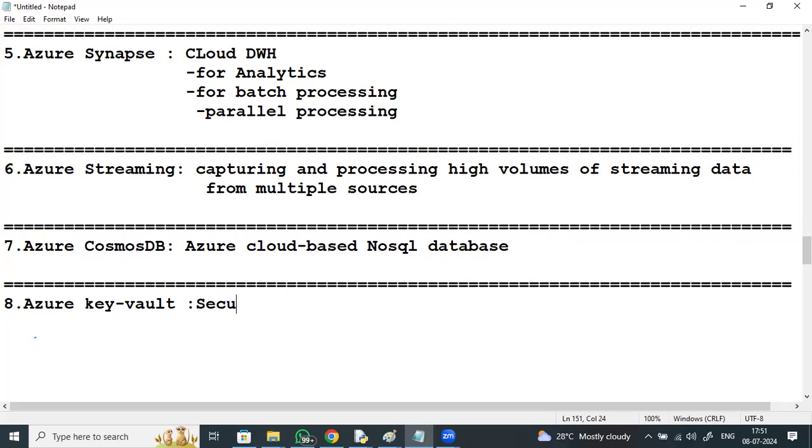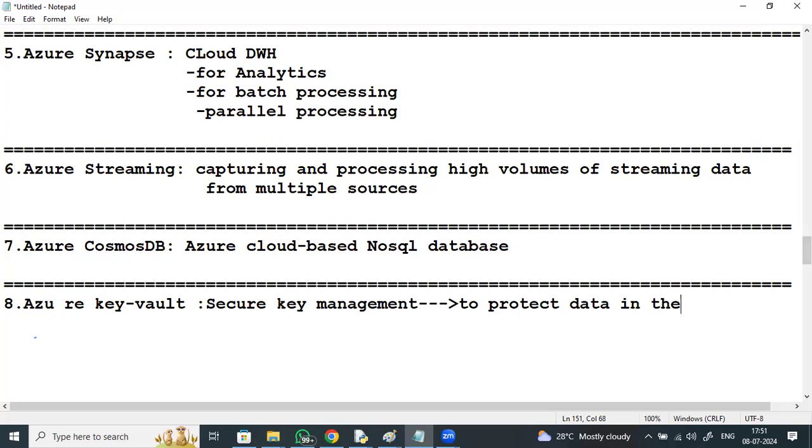And Azure Key Vault. Secure key management, right? Secure key management to protect data in the cloud, to encrypt the keys and small secrets like passwords, and they use these keys stored, right? Yes.